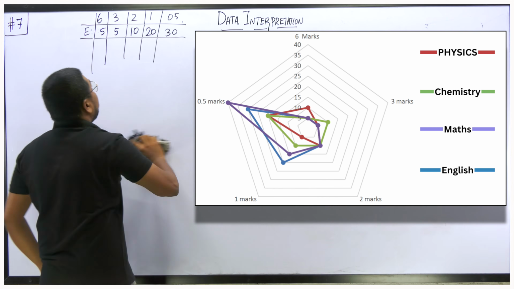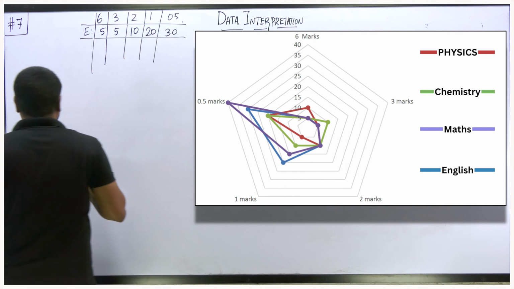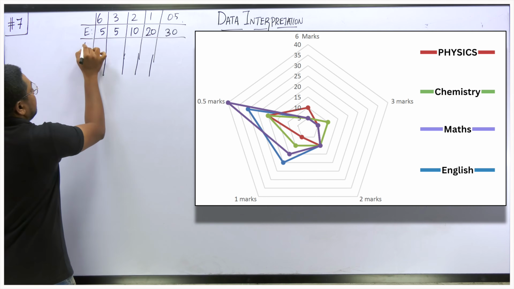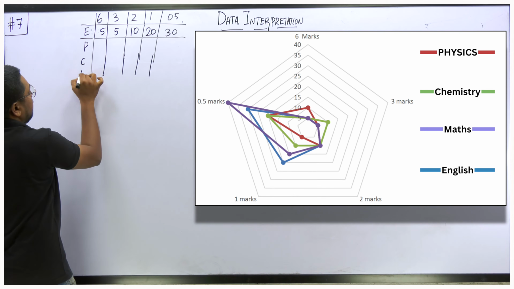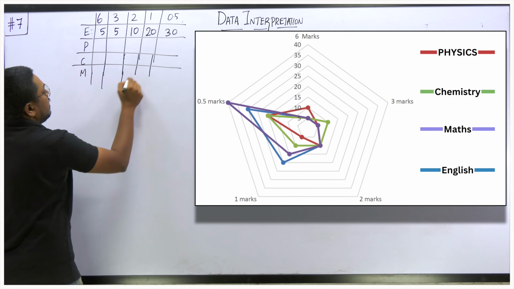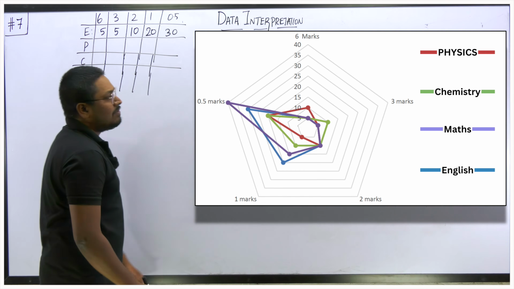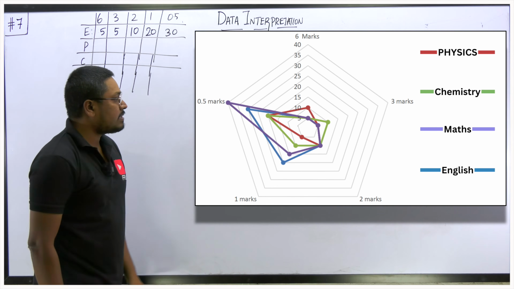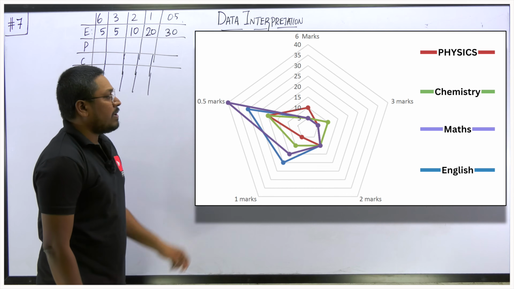Okay. So now what we can do here is, we can write here itself, right? English, what all the different subjects are there? English, physics, chemistry and the maths. Okay. So similarly, we can fix the table by seeing all the values in the chart, right? So first, second, we can take physics. So physics will be 6 mark question.